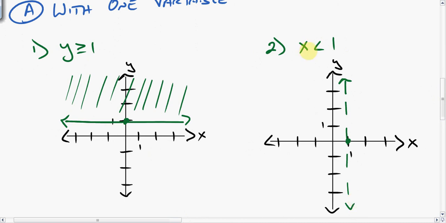So now I see it's less than 1, so I want to shade all values of x that are smaller than 1. So that's everything in this direction. And I'm done.